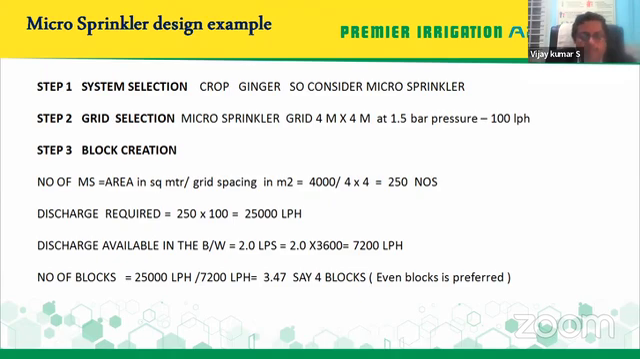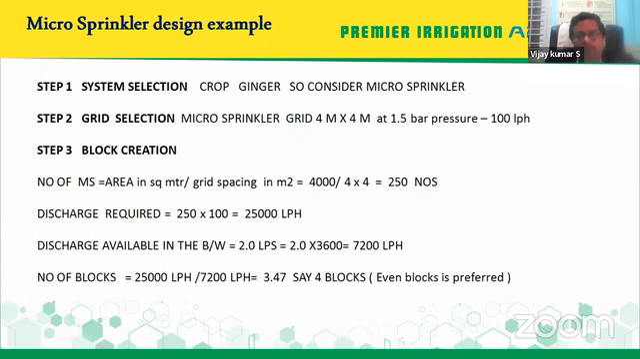But the water that is available with me is only 7,200. So what should you do? That means I have to create small sub blocks. So basically blocks I have to create. How many blocks do I have to create? I know I require 25,000. You divide it by the water that is available in the borewell. So 25,000 divided by 7,200, I'm going to get 3.47.